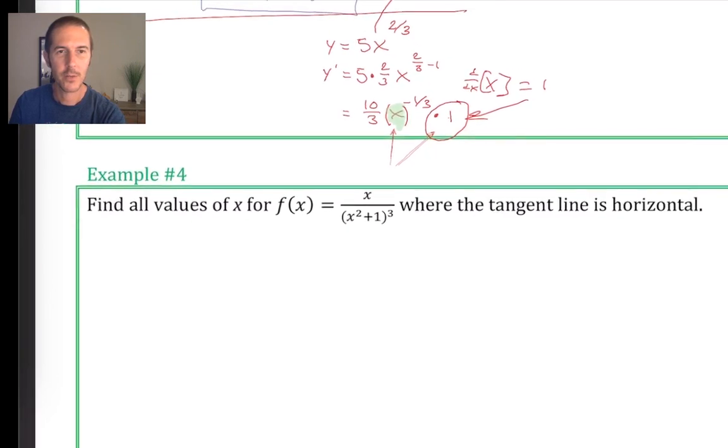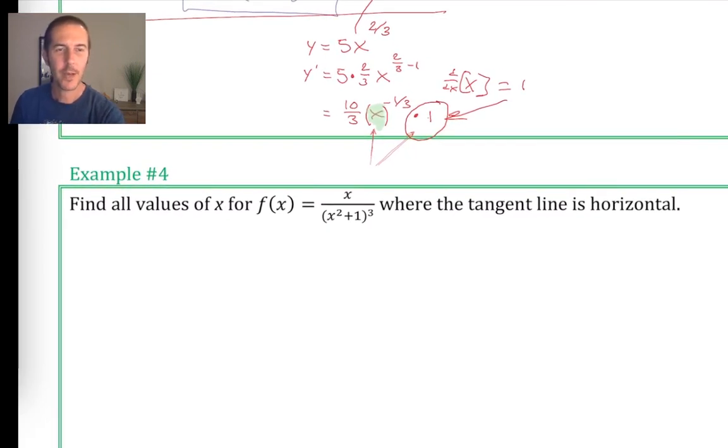Let's have a look at another example. Find all values of x for this function where the tangent line is horizontal. In other words, where the first derivative is equal to 0. And that is what I just did and said there, is I translated this, where the tangent line is horizontal. When I read that, I immediately think, oh, they want me to set the first derivative equal to 0. Is that always going to be the case? Can I always translate it that way? I hesitate to say always.